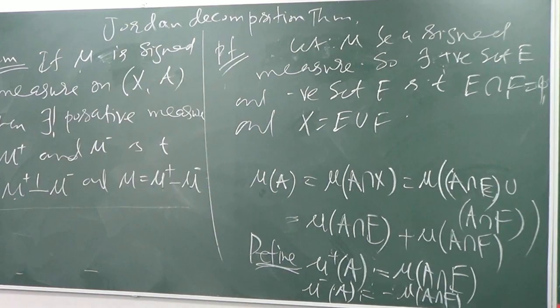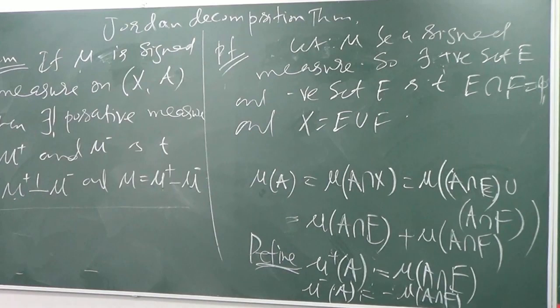Now, another observation. What would be mu plus of E prime? We have already mentioned, so I don't need to write it. So let's directly show the equality that mu plus is same as mu plus and mu minus is same as mu minus. I'll show one and you can see the other. To show the equality, I need to show that they agree on all elements of the sigma-algebra A. So they agree as a map.